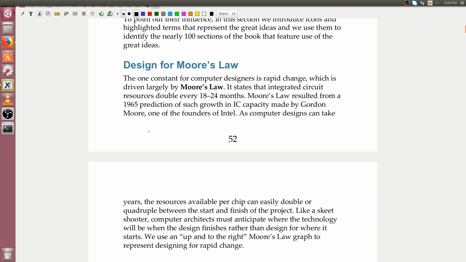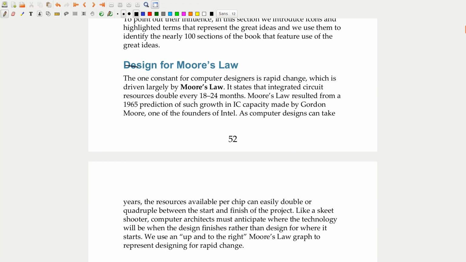Okay, so let's see. Number 1, design for Moore's law. The one constant for computer designs is rapid change, which is driven largely by Moore's law. It states that integrated circuit resources double every 18 to 24 months. And I don't think it says it here, but I think price also decreases by 1/2. I think that's the whole idea.